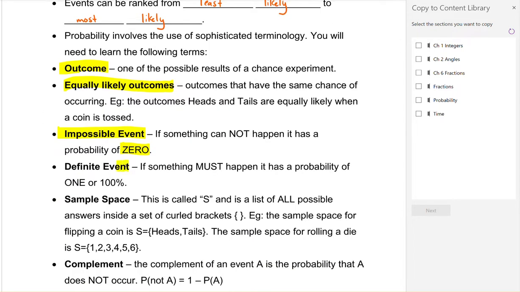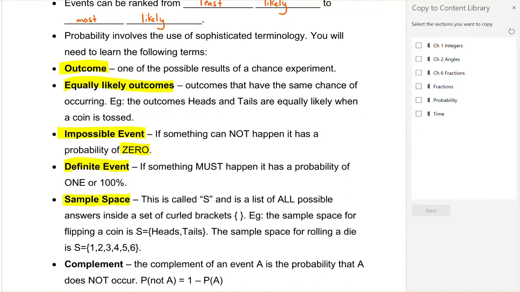A definite event means that it is definitely going to happen. It is certain. So, again, I could use my dice. The probability of getting a number less than 7 when I roll the dice is certain. I'm definitely going to get a number less than 7 every time I roll my normal dice.